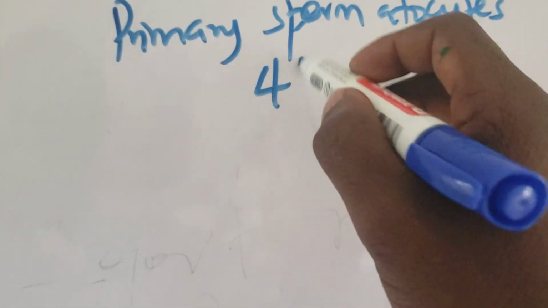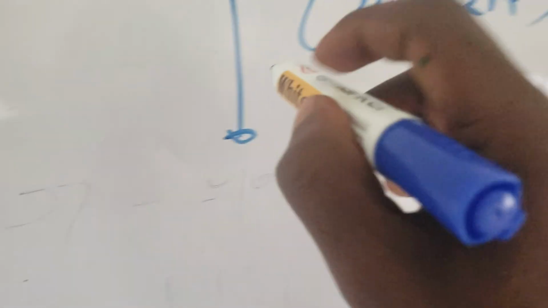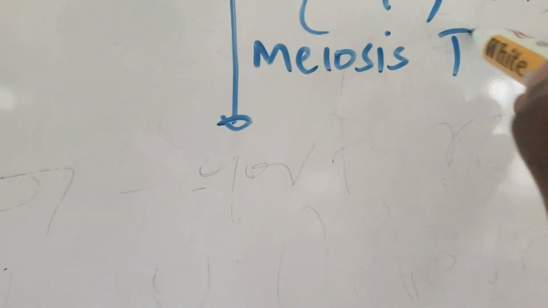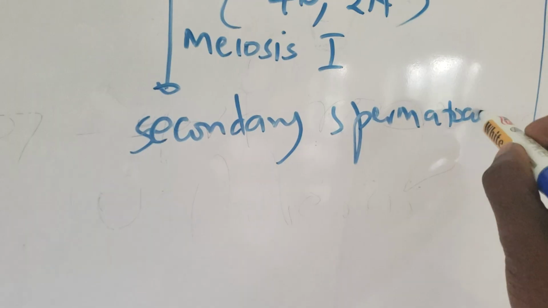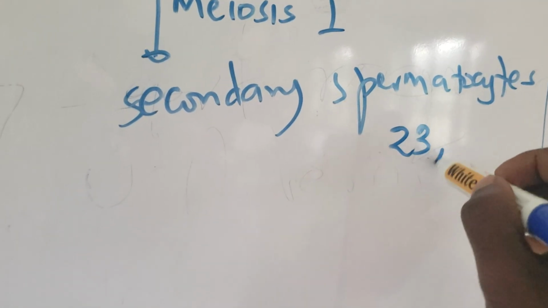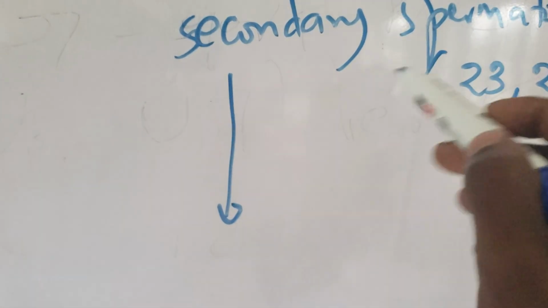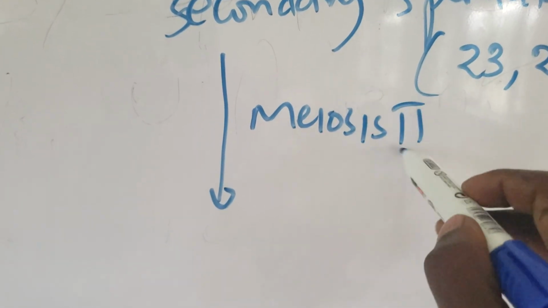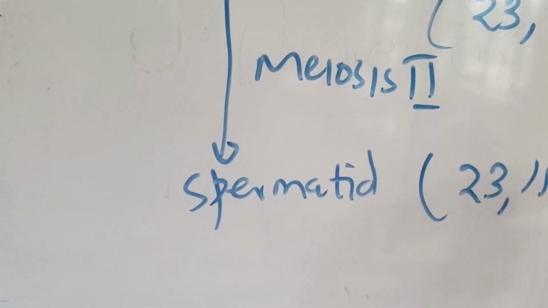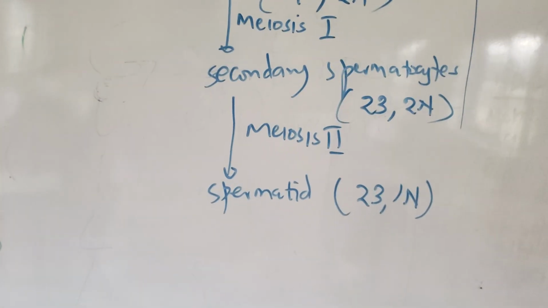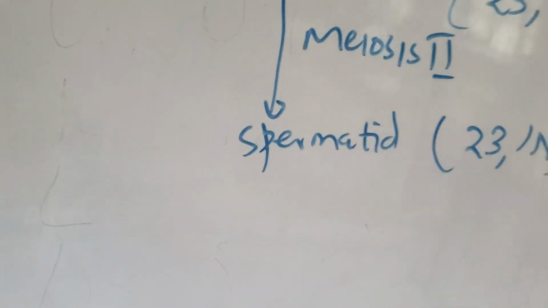And all of these are 46 and 2N. Then these ones undergo your first meiosis, and they form secondary spermatocytes. And we saw that these ones are 23, but 2N. And then these ones undergo meiosis 2, and we shall have spermatid, which is 23 and 1N. But these spermatids, they are not yet capable of fertilization. They are not yet good.